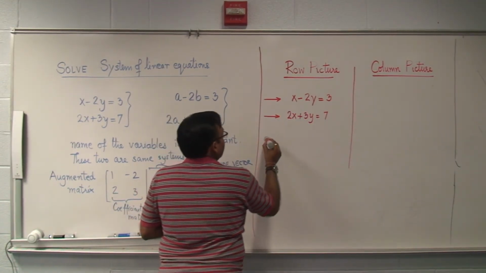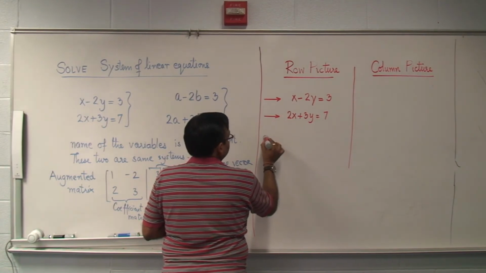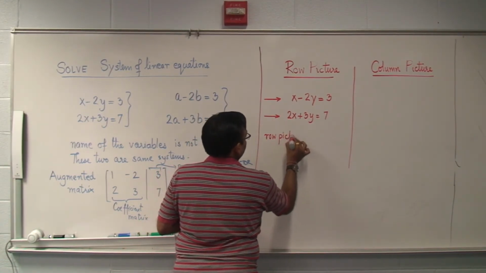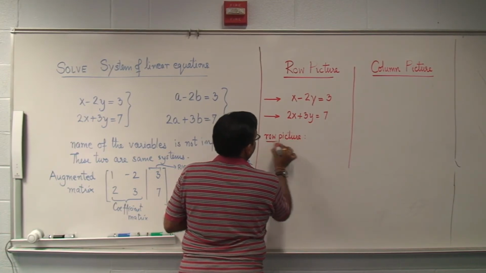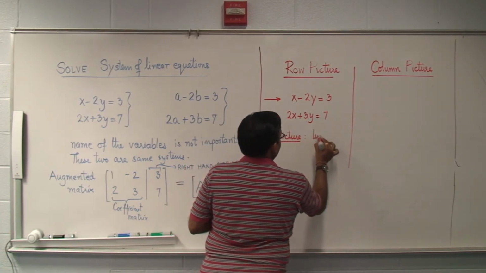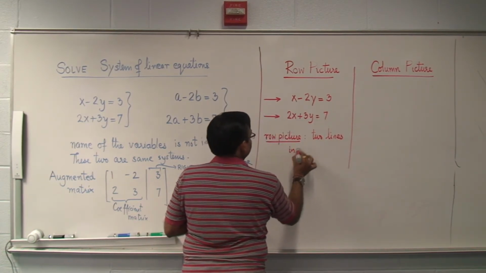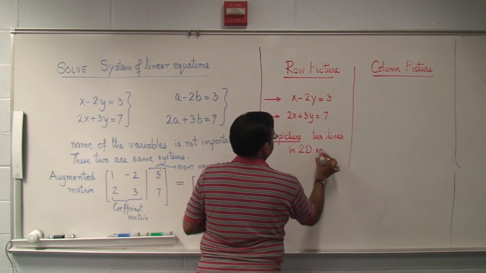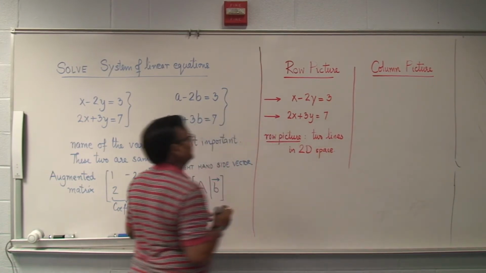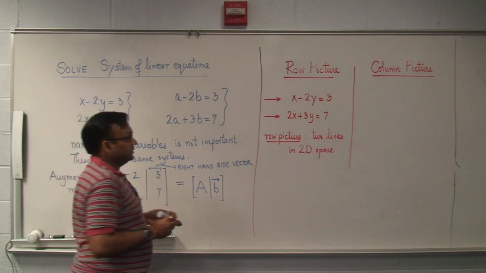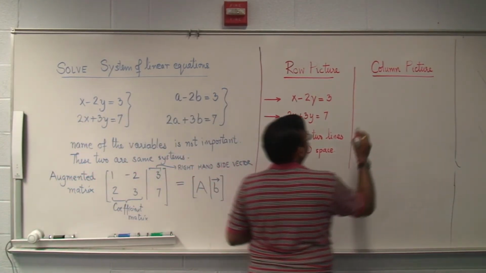And the row picture out here is basically two lines in a two-dimensional space. So nothing new, nothing fancy about it. If I was given 3 equations, it will be 3 lines in 2-dimensional space. Suppose I was given a third variable, it would be planes in 3-dimensional space, so on and so forth.